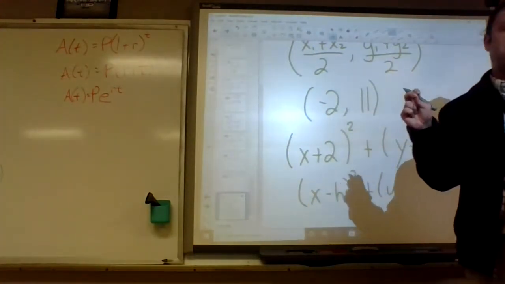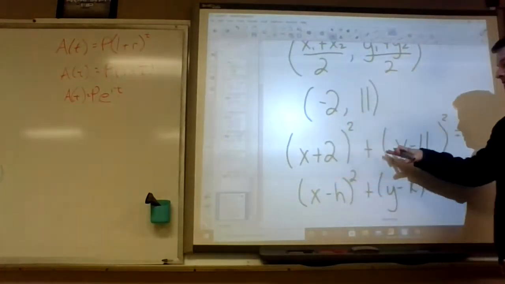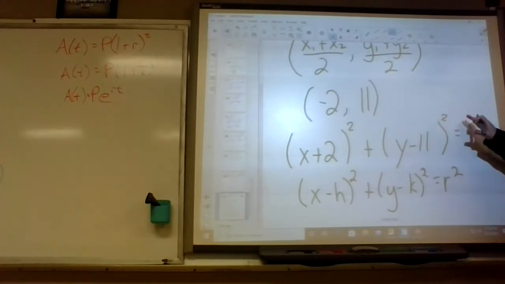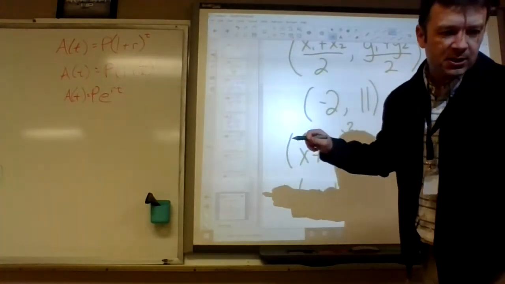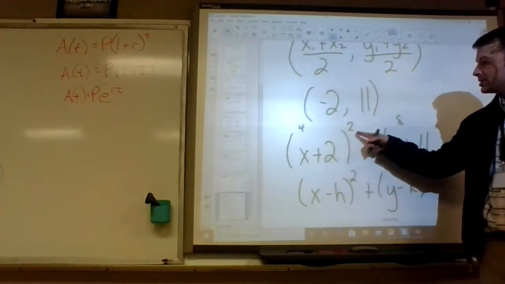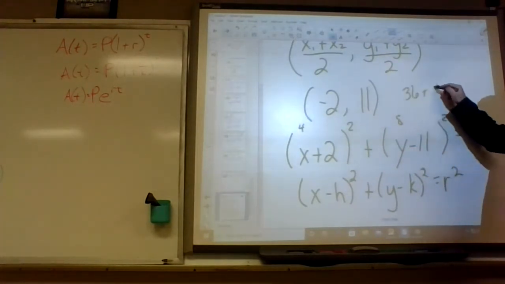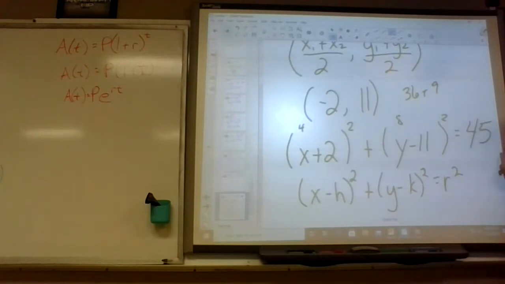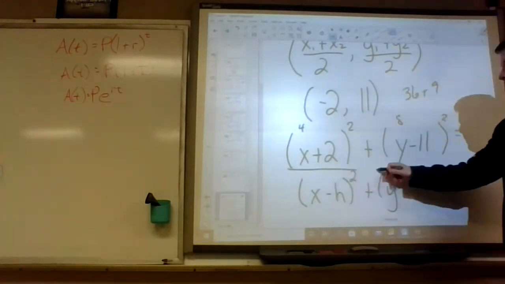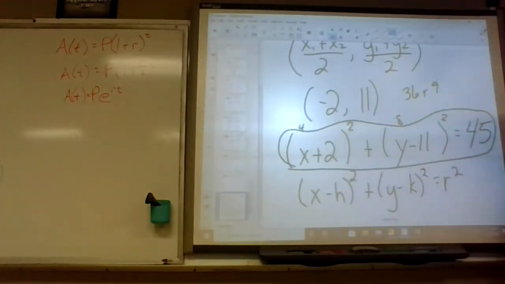If it's a point on the circle, it should be a solution for the equation. It means if we plug it in, it should give us the right thing. So I'm going to plug in (4, 8). 4 plus 2 is 6, squared is 36. 8 minus 11, negative 3 squared, is 9. 36 plus 9 is 45. The radius, which we don't really need, would be the square root of this. But they're not asking for that, so this would be the equation.